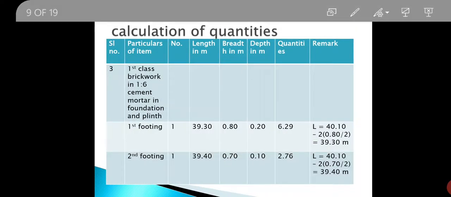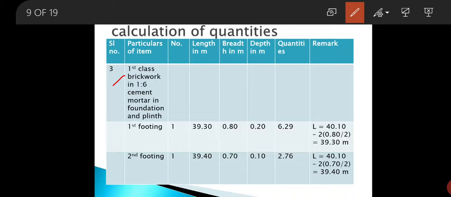In details of measurement form, this one is the item number 3, and in particulars of item you will write down first class brickwork in 1:6 cement mortar. This is the proportion of the mortar, 1 part of cement to 6 part of sand in foundation and plinth. So first we will go for first footing. For the first footing, the number will be equal to 1, as we are doing the estimation using the center line method. That means we are taking the building as a whole. So in place of number, we will write down 1.